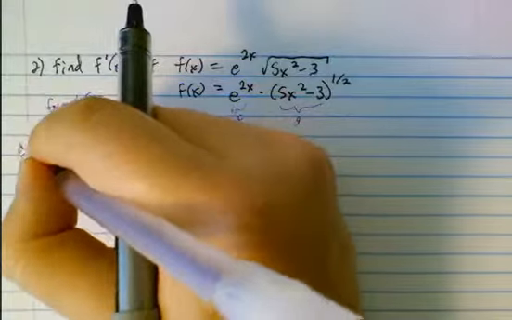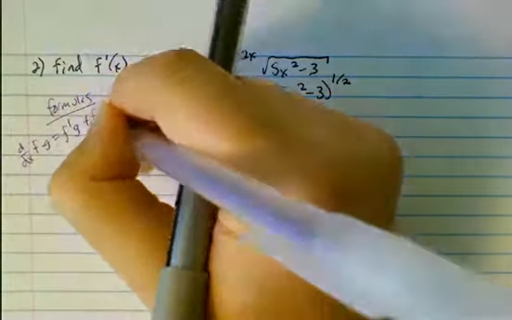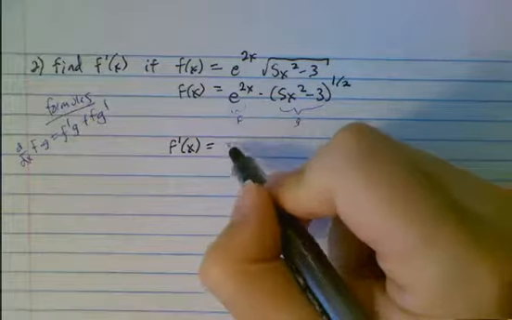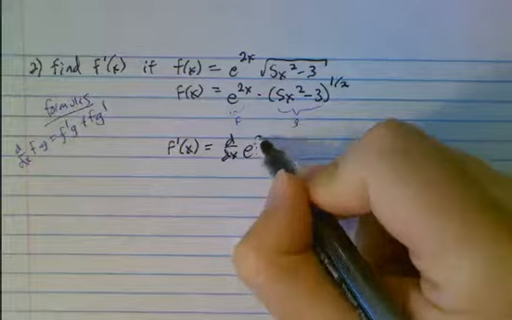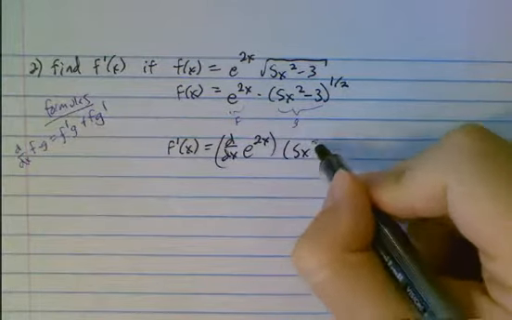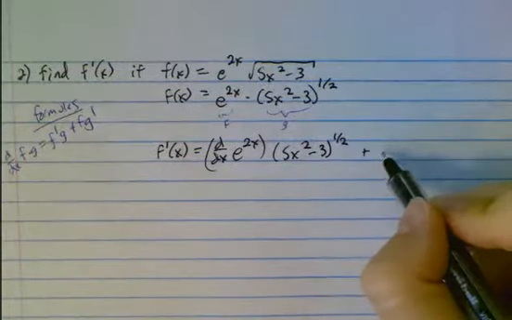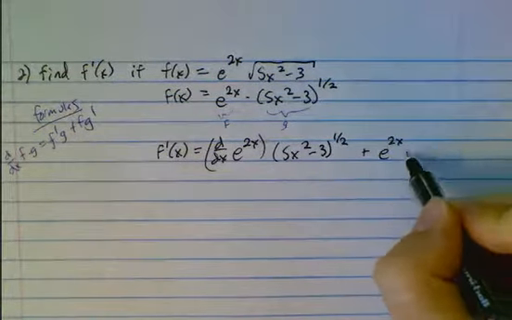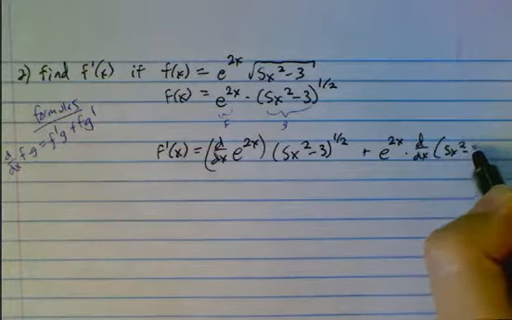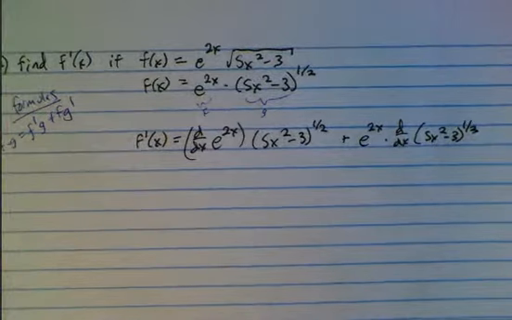So the derivative of f times g is f prime g plus f g prime. Let's start with that. We're taking that derivative. Derivative of e to the 2x, this stays put, and then e to the 2x times the derivative of 5x squared minus 3 to the 1/2 power. Now we can work those 2 out separately.